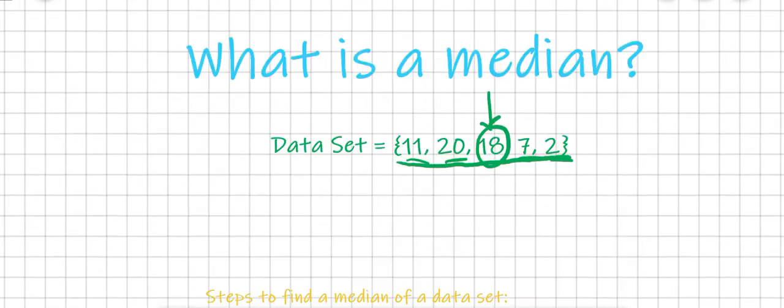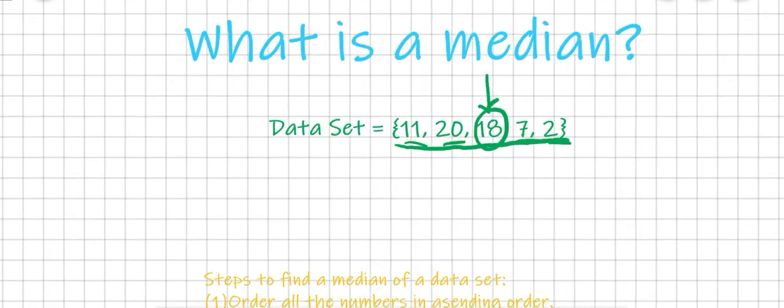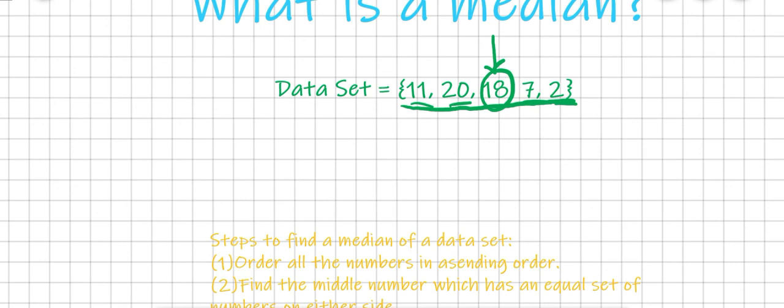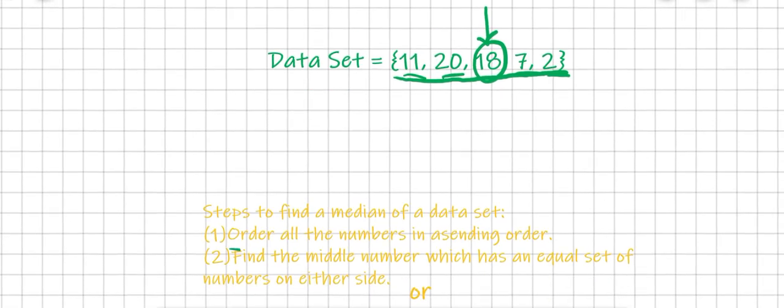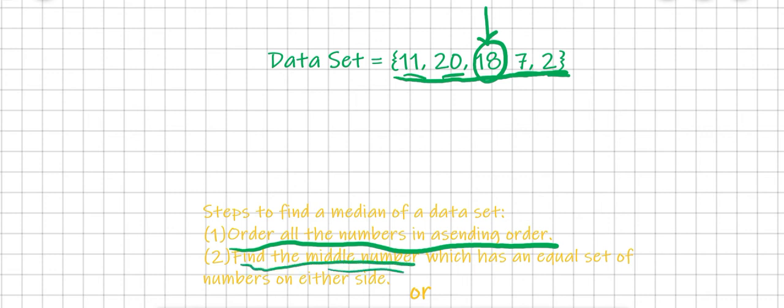So if I just scroll down here are the steps to find a median of a data set. So what this says is, first we have to order all of the numbers in ascending order. That's the step that most people miss, and then they get the question wrong. And then you need to find the middle number, which has an equal set of numbers on either side, like 2 on one side and 2 on the other side. So let's do that for this data set.